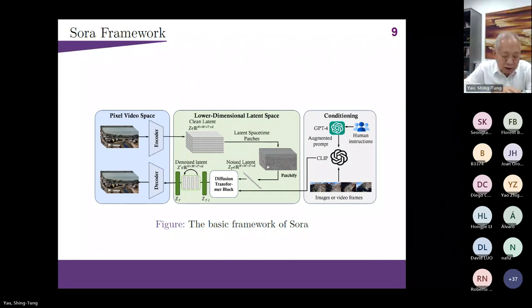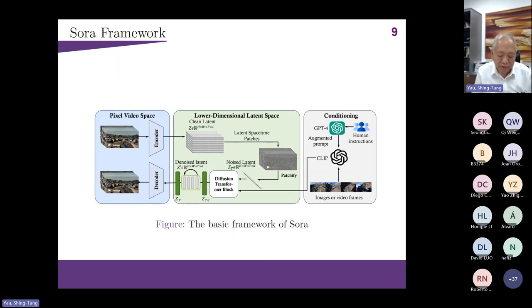Well, the basic framework of Sora, starting from the right-hand side: the right block, GPT-4, transforms the human instruction into an augmented prompt. The prompt and other image input are integrated together with CLIP, a contrastive language-image pre-training model, and fed to a diffusion model as input.